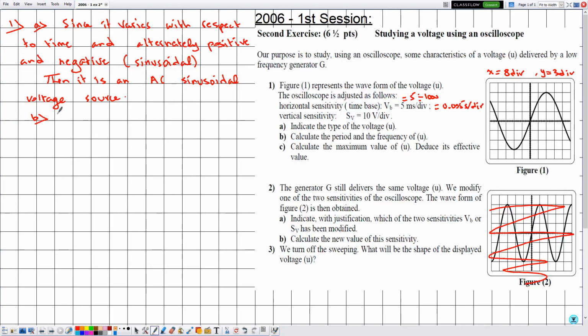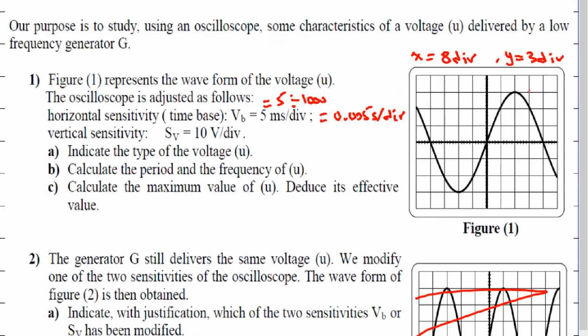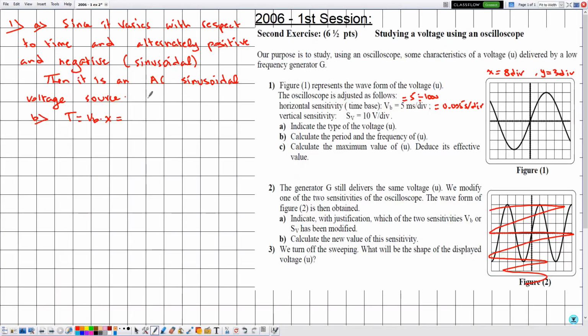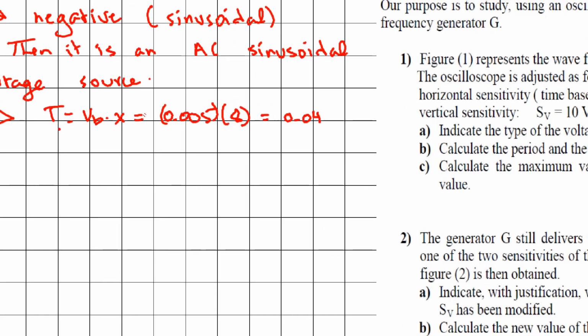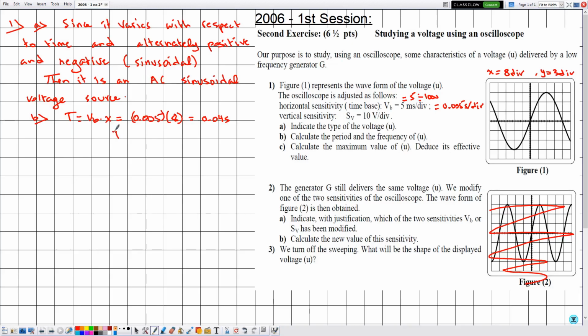Now in part B, they are telling me to calculate the period and the frequency of U. The period is given by Vb multiplied by x. Now the value of Vb in the SI is given by 0.005 seconds. So 0.005 multiplied by x, which represents the number of divisions along the x-axis. Plugging this on the calculator, it will give me 0.04. Since both Vb and x are in the SI, so the value of the period will be in the SI, which is seconds. Then the period is given by 0.04 seconds.